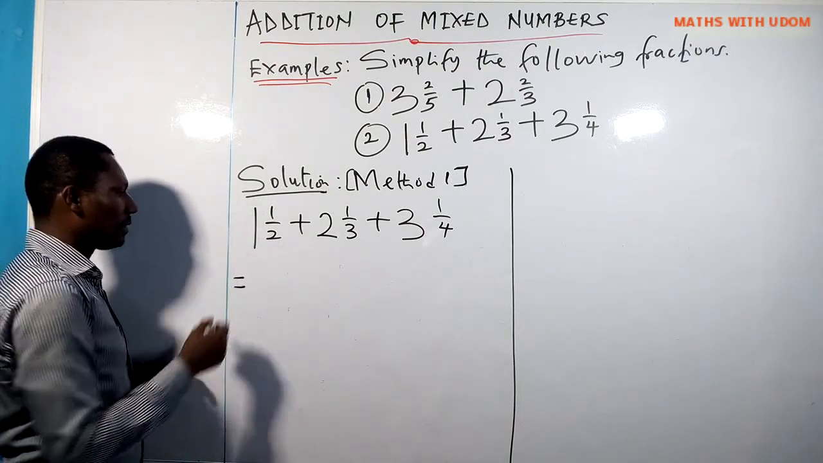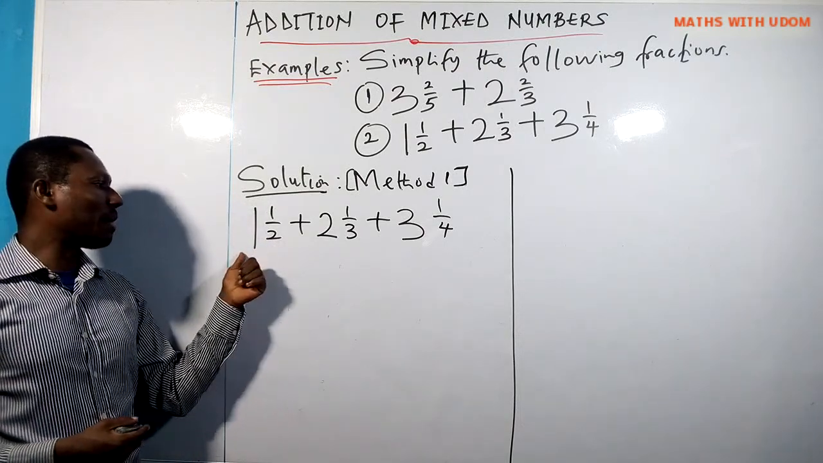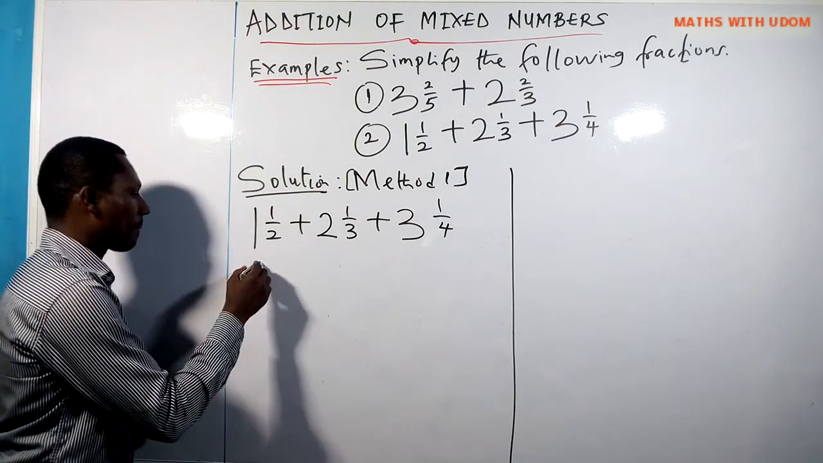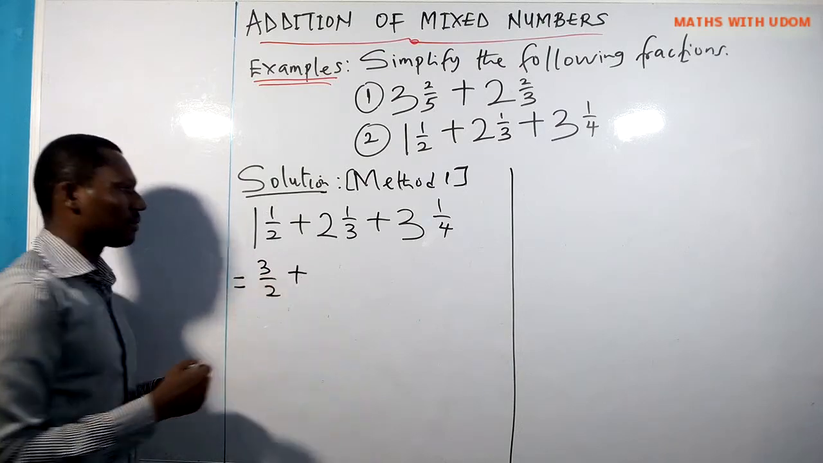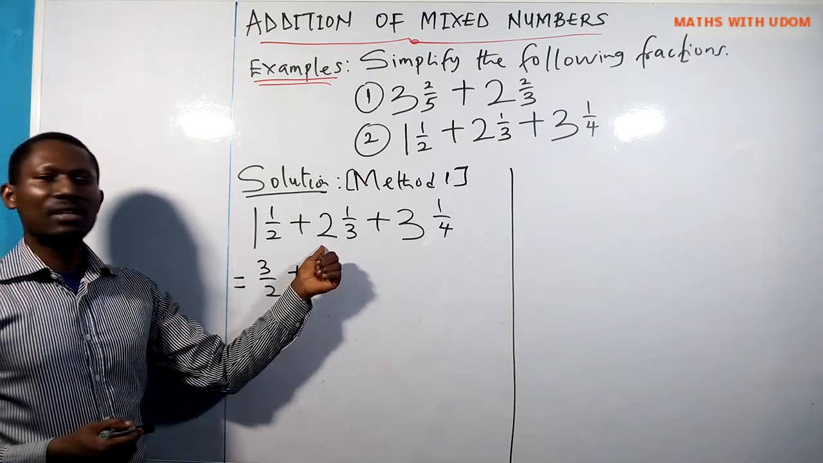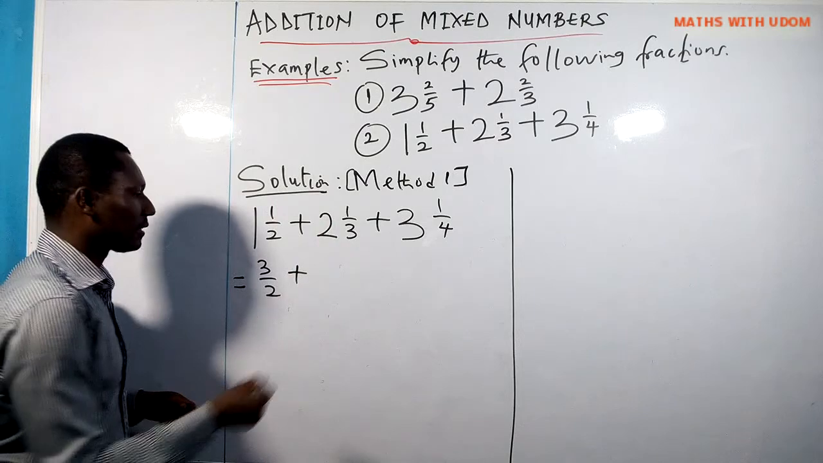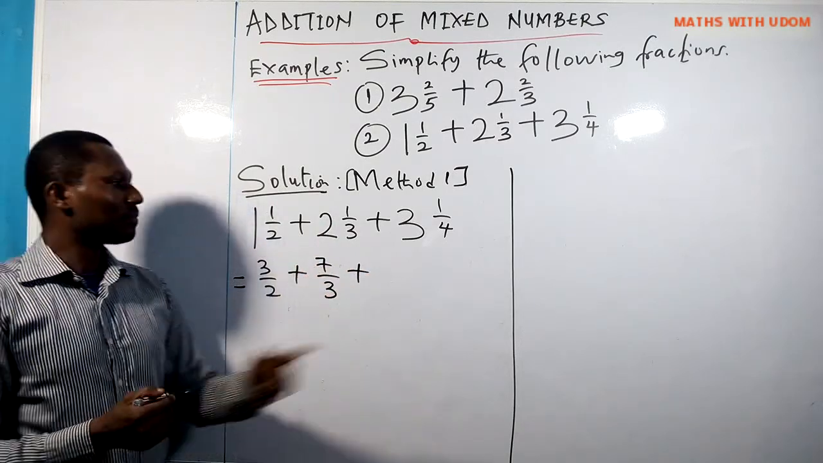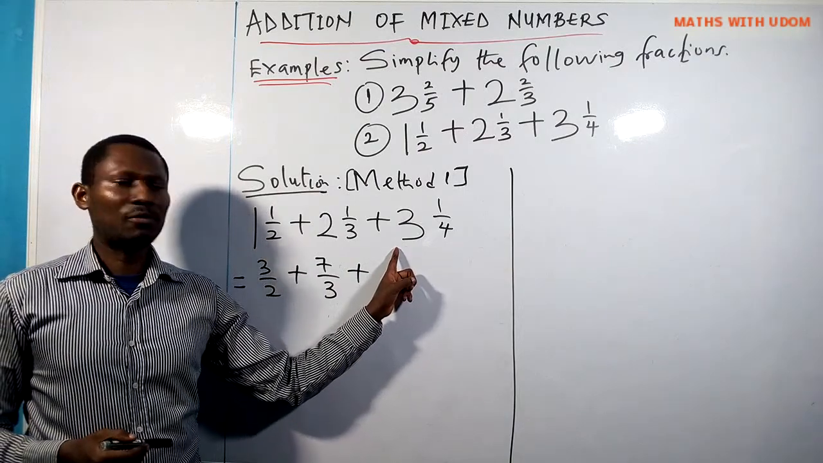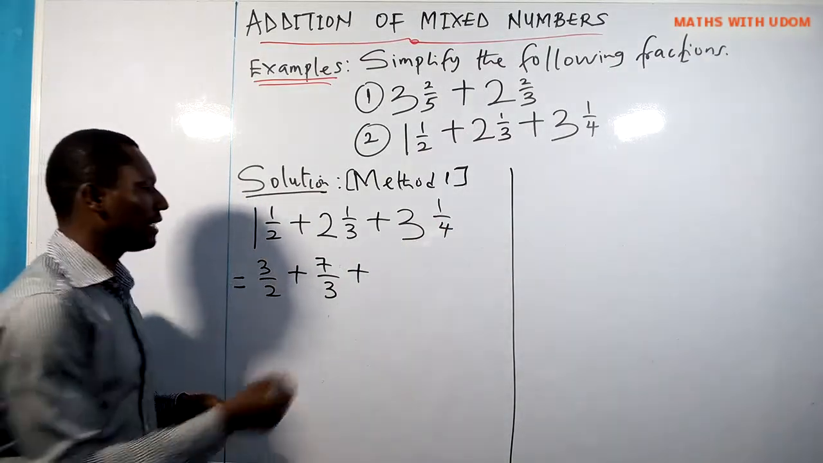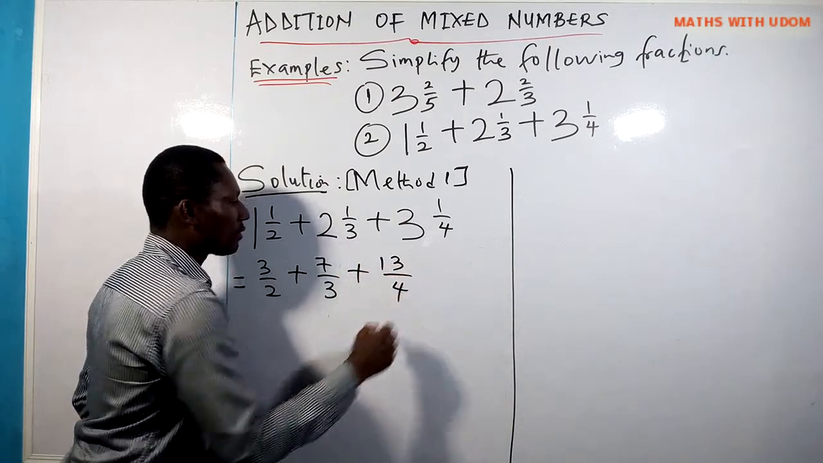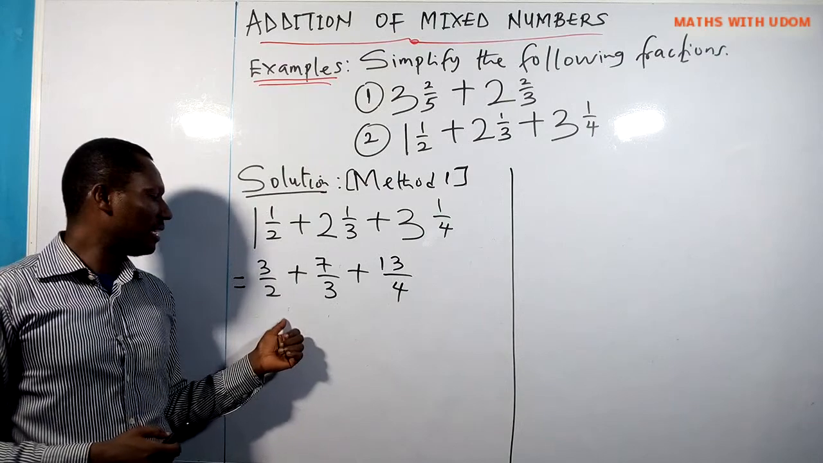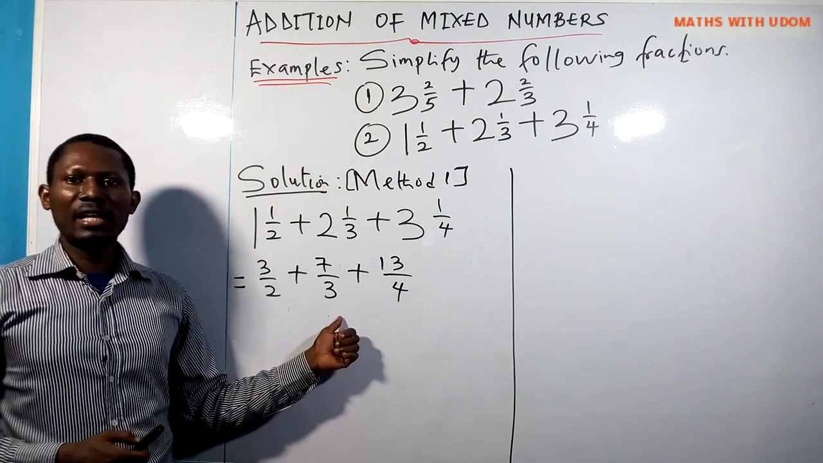Okay, so let's start. So that will give us 2 multiplied by 1 is 2, plus the numerator, that's 3 over 2, plus 2 times 3, 6, plus 1, 7, that's 7 over 3, plus 4 times 3 is what? 12. 12 plus 1 is what? 13. 13 divided by what? 4. So the next thing is for us to find what? The LCM of the denominators 2, 3, and what?